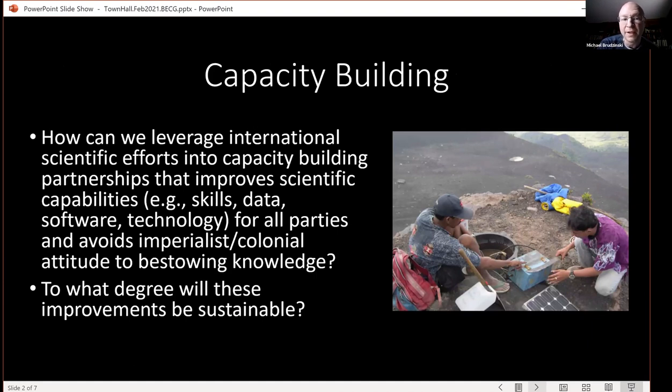So things like, how can we leverage international scientific efforts into capacity building partnerships that improve scientific capabilities, so skills, data, software, technology, things like that, but to do so for all parties, right? That this is a true partnership that avoids more imperialist or colonial attitudes of bestowing knowledge to folks in other communities. So this was a key component of it, but also thinking about ways that the improvements could be made in a way that is sustainable, not just a parachute in, but to build partnerships that are long lasting and have impact well beyond the time frame this program might even exist.